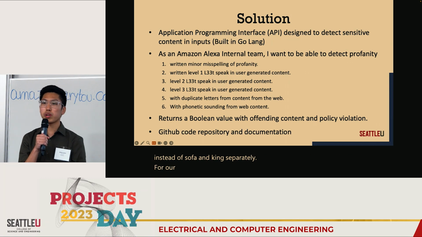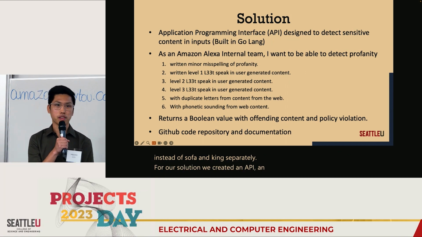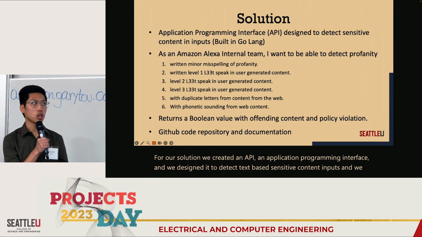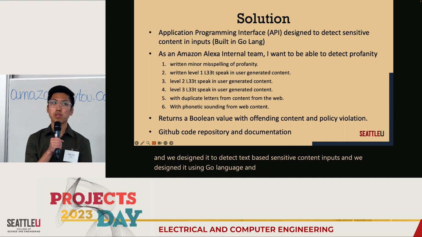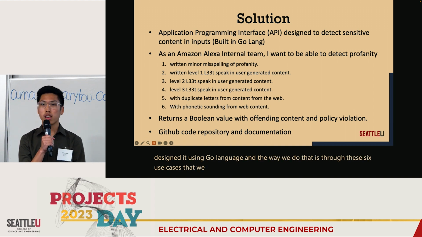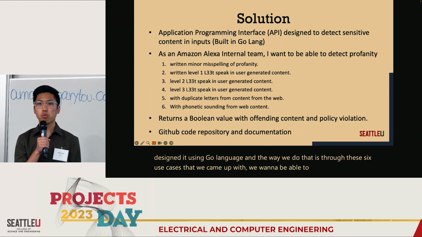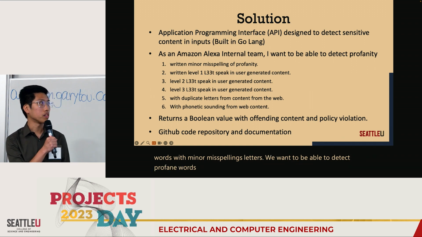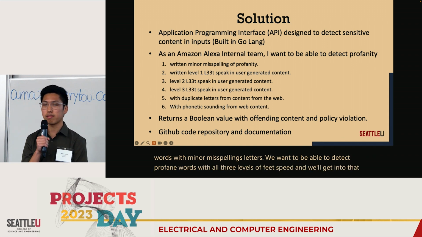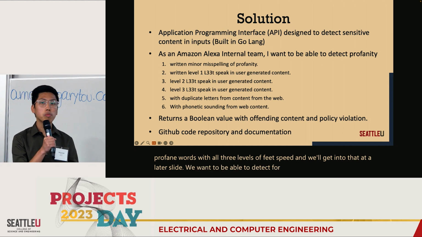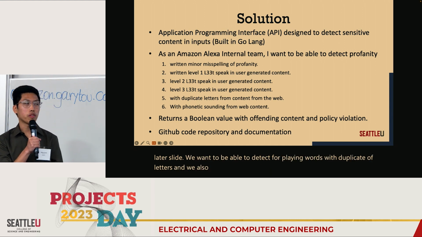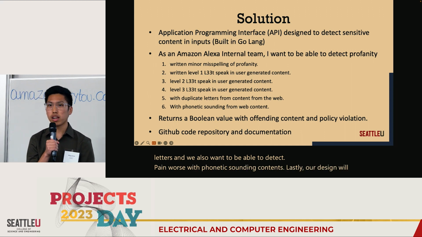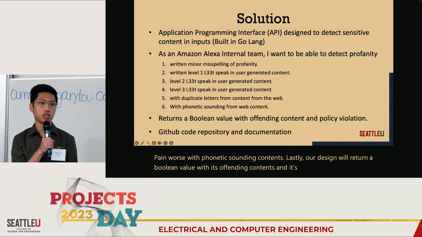For our solution, we created an API, an application programming interface, and we designed it to detect text-based sensitive content inputs. And we designed it using Go language. And the way we do that is through these 6 use cases that we came up with. We want to be able to detect profane words with minor misspelling of letters. We want to be able to detect profane words with all 3 levels of leet speak, and we'll get into that at a later slide. We want to be able to detect profane words with duplicate of letters. And we also want to be able to detect profane words with phonetic sounding contents. Lastly, our design will return a Boolean value with its offending contents and its policy violation.